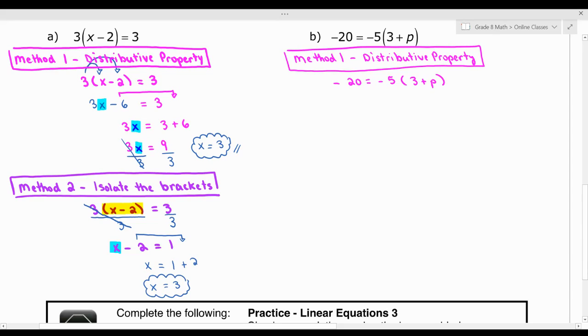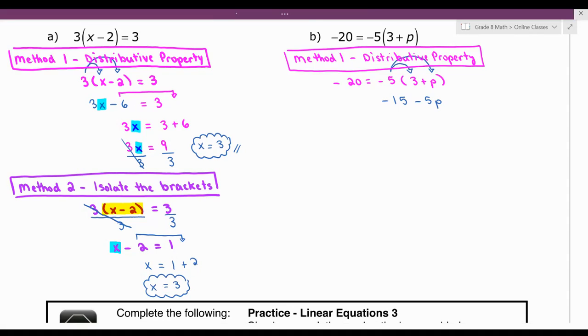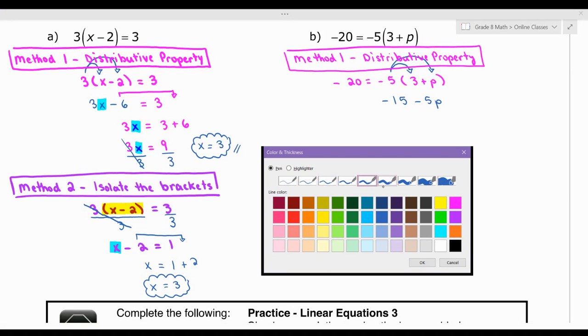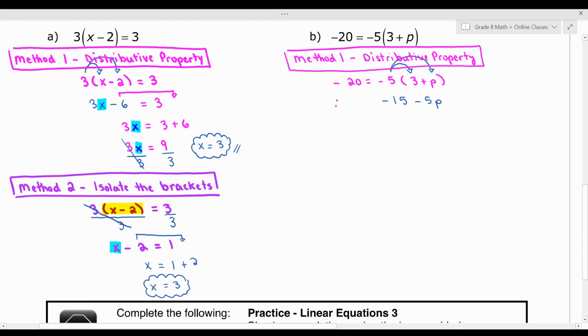Starting with method 1 again. This time we have the brackets on the right-hand side, but I notice there's a negative 5 in front. So the distributive property tells me to multiply it all the way through. So I'm going to say that's like having negative 15, and then negative 5 times p is like having negative 5p. The brackets can disappear. I don't need to hang on to them anymore. And then I still have this minus 20 on the left-hand side.